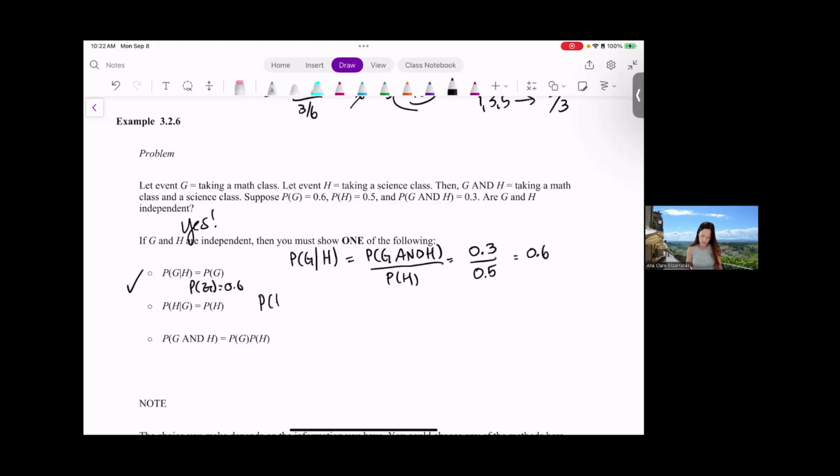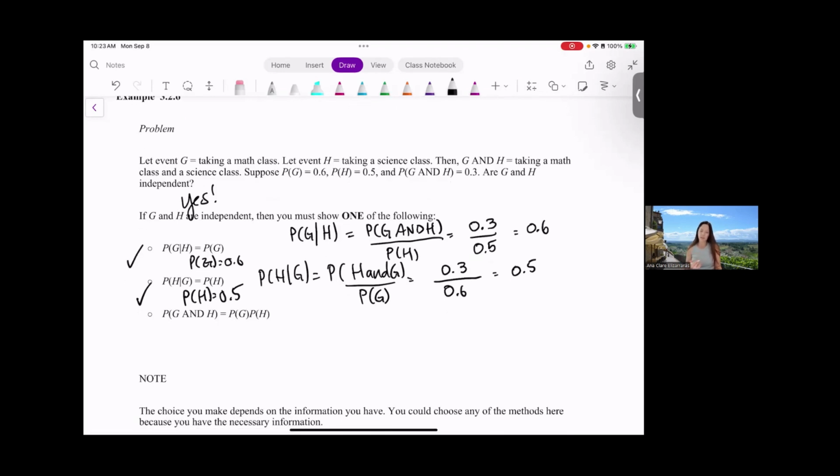The probability of H given G is found by taking the probability of H and G over the probability of G. H and G is the same as G and H, even though the order is flopped. It doesn't matter. This is 0.3 divided by 0.6, which divides out to 0.5. Notice that the probability of H is 0.5. Those two are equal. I have independence, which we've already proven, but I'm showing again.